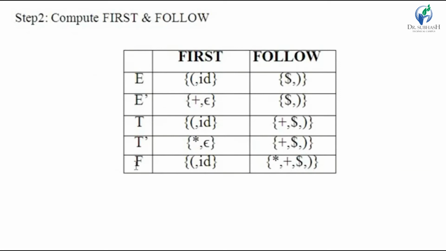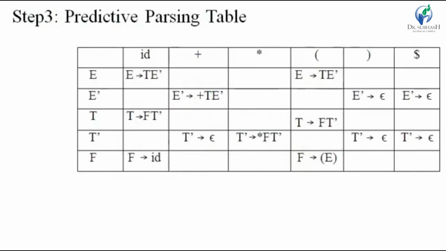Next, find F. F gives opening bracket and ID. So write here the ID production in the ID column and the opening bracket production in the opening bracket column. So F gives ID and F gives opening bracket E closing bracket. So this is your predictive parsing table.